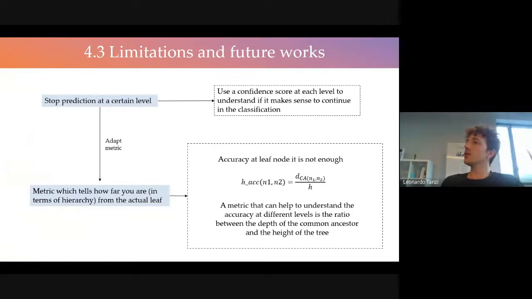So we are using metrics that just rely on the precise prediction. But if we want something that also stops, we need a metric that computes the accuracy, for example, at different levels, not just the finest level. So one idea is this: if you want to compute this accuracy between two nodes of a tree, you can just take the common ancestor.